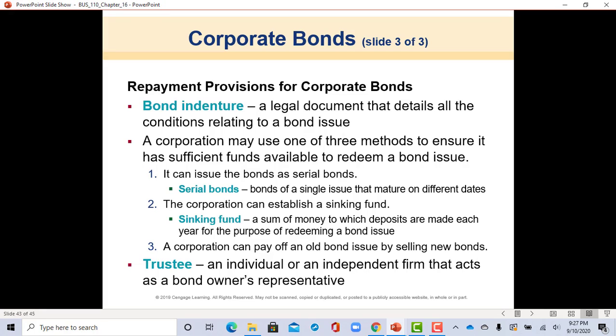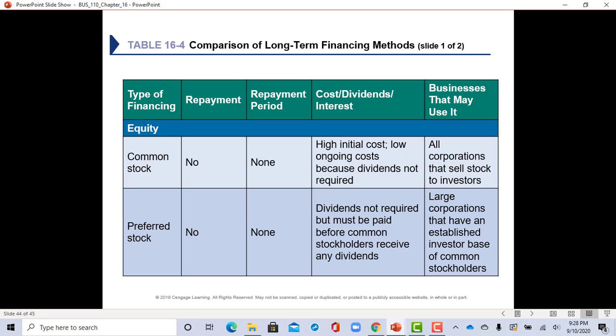Any kind of bond is really just a company, or a government if it's a government bond, borrowing money from you as the investor. So if I bought a corporate bond or a government bond, I would essentially be loaning money to the corporation or to the government for a certain amount of time. And when that time is up, they will give me back that money I loaned plus a certain interest rate. And here is a table comparing the long-term financing methods. That is it.